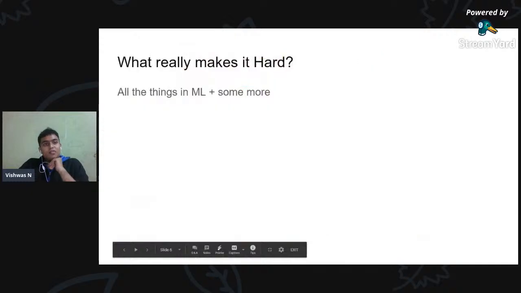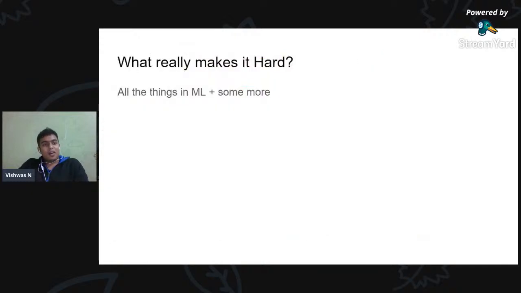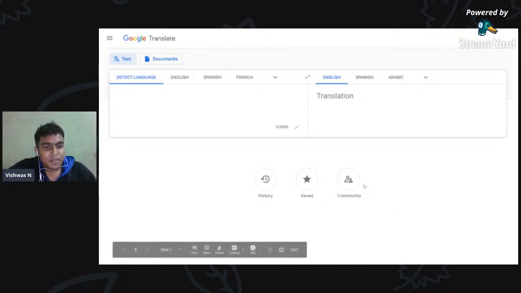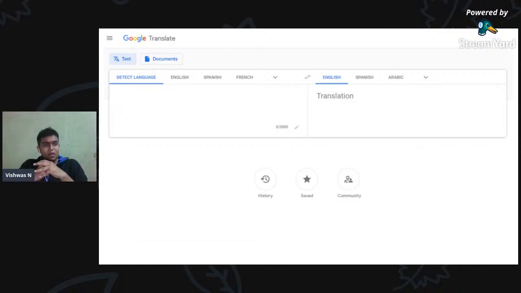all about it. So now what really makes it hard? All the things in machine learning plus some more. You see Google Translate, it just translates from one language to the other. See, detecting language, right? There's a feature called detect language. So now when you think of such an application, it makes sense, because when you're building such an application, it has a lot of biases based on the languages, based on the people who are working there. Yes, it makes a lot of difference.